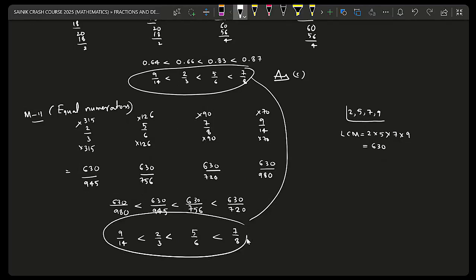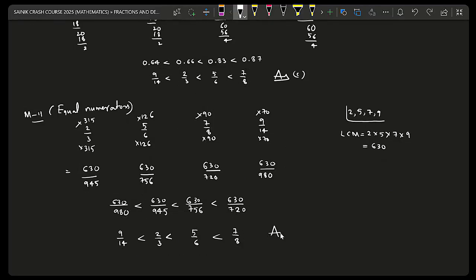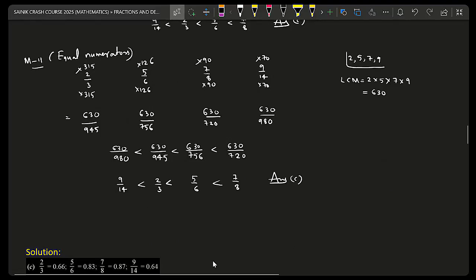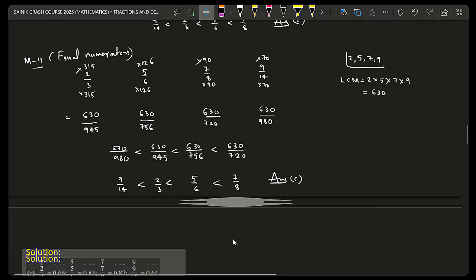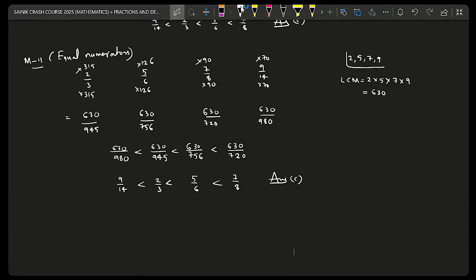Mayuk? Yes. So answer C is correct. Very good, Mayuk, you got the answer. So the equal denominators method I am not doing here, because we already discussed this method. I am leaving it up to you. Try yourself.